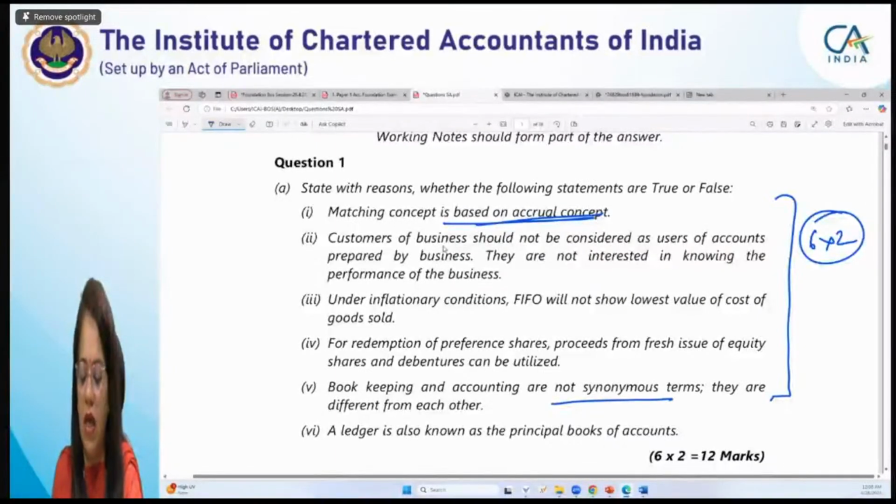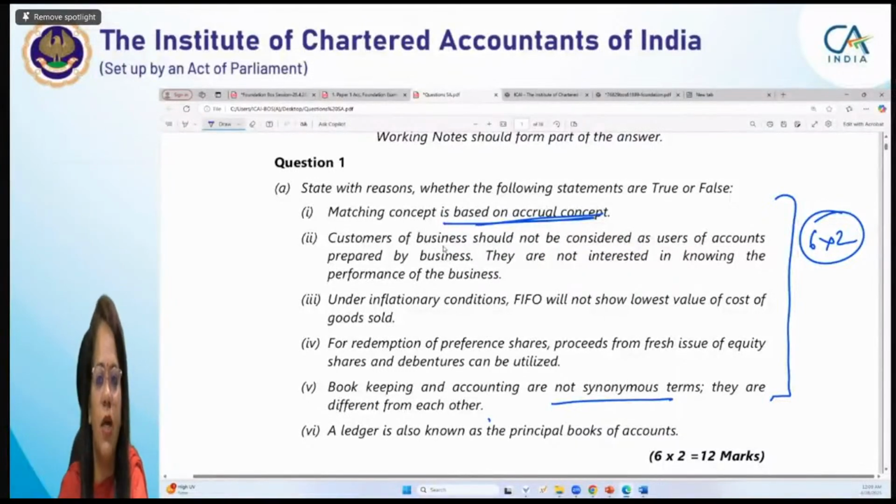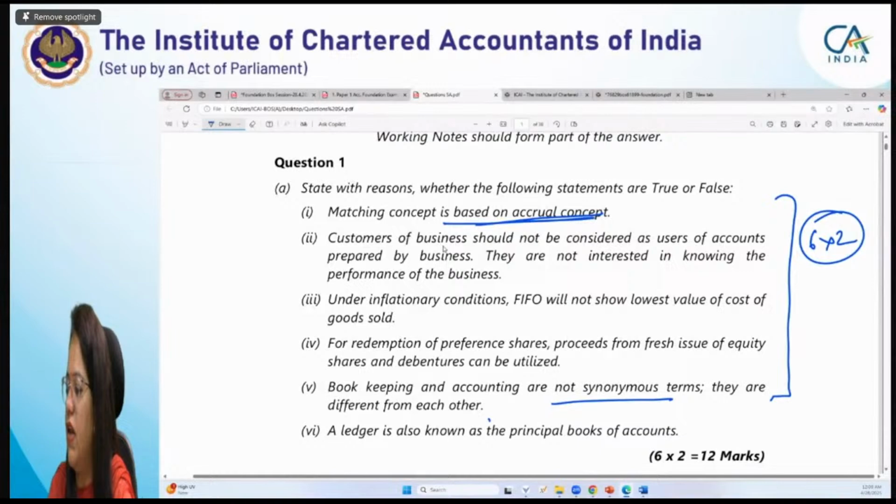Bookkeeping and accounting are not synonymous terms, they are different from each other. This is a true statement. But why is it a true statement? This comes from chapter number 1. So please, matching concept comes from chapter number 1. Someone was asking which theory chapters to do, usually one student was asking can we leave chapter 1? You should never leave chapter 1. Easily you can take 4 marks from it.